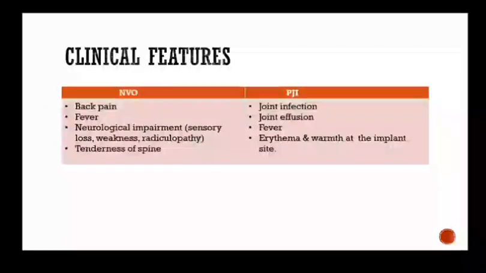The most common clinical features of native vertebral osteomyelitis are back pain, fever, neurological impairment like sensory loss, weakness and radiculopathy, and tenderness of the spine. In prosthetic joint infection, joint effusion, fever, erythema and warmth at the implant site. These are the common clinical features of native vertebral osteomyelitis and prosthetic joint infection.